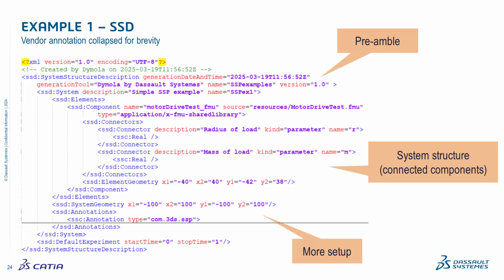So the XML description starts with a preamble that describes the system specification, the description. There is a system with one element, the component. And let's continue with that in a while. And then there is some more setup at the end. So you can have a system geometry, a graphical geometry, and you can add annotations from your particular tool.